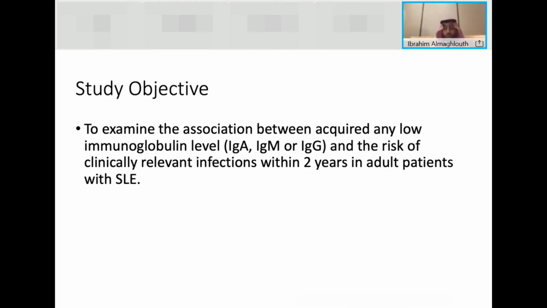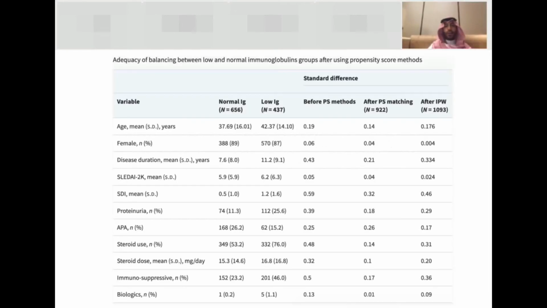The problem that we face when we conduct such a study is that the people who develop low immunoglobulin are unlikely to be completely similar to a patient who does not develop low immunoglobulin. And this difference in patient characteristics may account for the risk of infection rather than the low immunoglobulin itself. So in order to ensure that there is balance between both study groups, we decided to use a propensity score method in different ways. We used propensity score matching, adjustment, or inverse probability weighting.